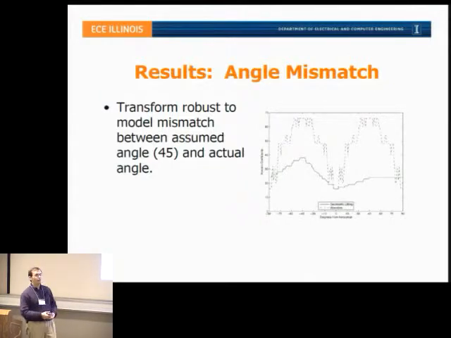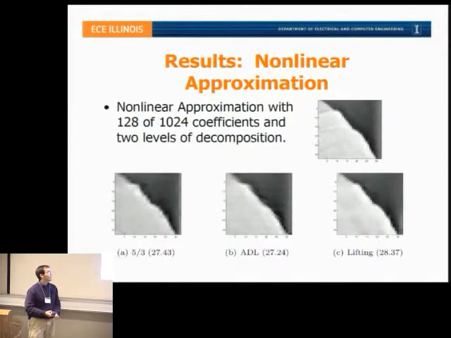Both of these were synthetic test cases. How does this work on a real image? So I took a section that seemed to have an angle at 45 degrees in order to test this. This is a section of Lena's hat, if you're familiar with the image. I did a nonlinear approximation where I transformed it, kept the largest 128 out of 1,024 coefficients, and then reconstructed it and saw what the reconstruction error is.